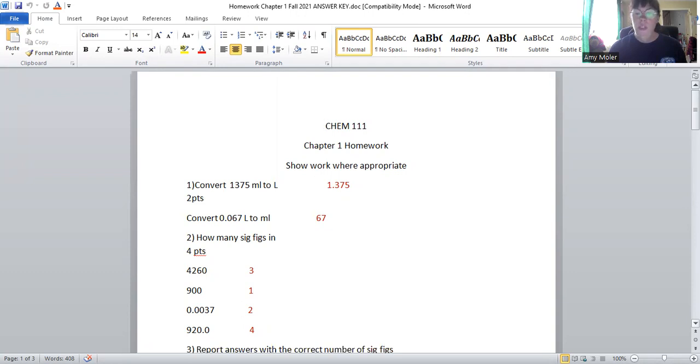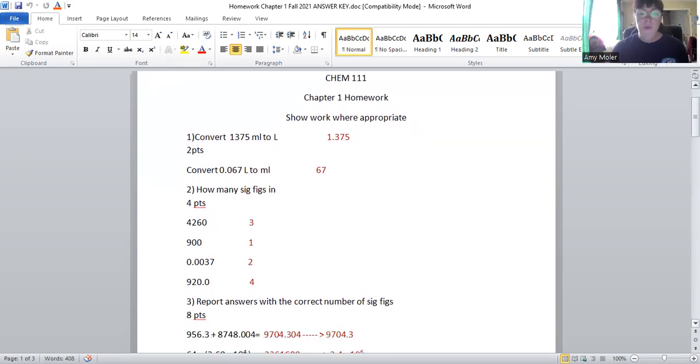So your decimal, which was behind the 5, moves left 3 spaces, which is a 1,000-fold move, to give you 1.375 liters. If you are going in the opposite direction, if you have 0.067 liters and you are converting back to milliliters, you are multiplying by 1,000, and this moves your decimal place 3 spaces to the right.